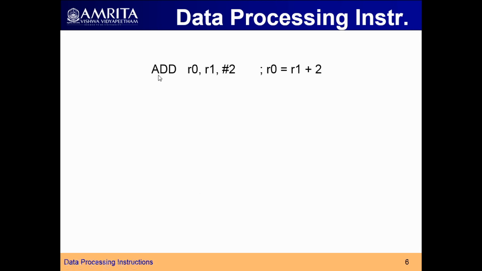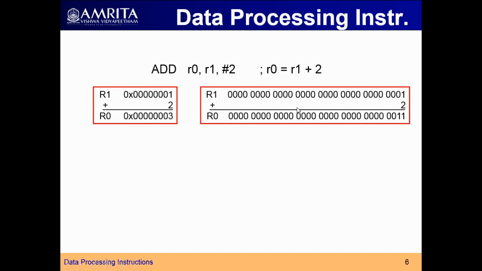Next we will see the second type of add. Here my second operand is an immediate value. What is my immediate value? 2. Let us take R1 as having 0001 as data. To this R1 you are going to add the immediate data 2. So when you add 1 plus 2, in R0 you will get 3. This is the binary representation. When you add the content of R1, that is 0001, plus 2, you will get 3.